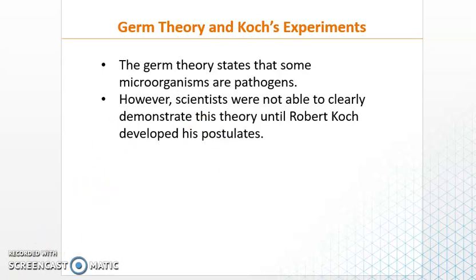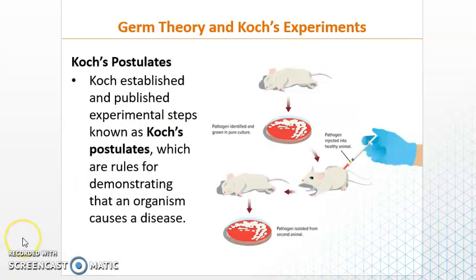So Koch's experiments established and published some steps that should be followed as rules to prove that this disease is caused by this virus or by this pathogen. So let's take our example and explain how we can prove this. How did we prove corona is caused by COVID-19?